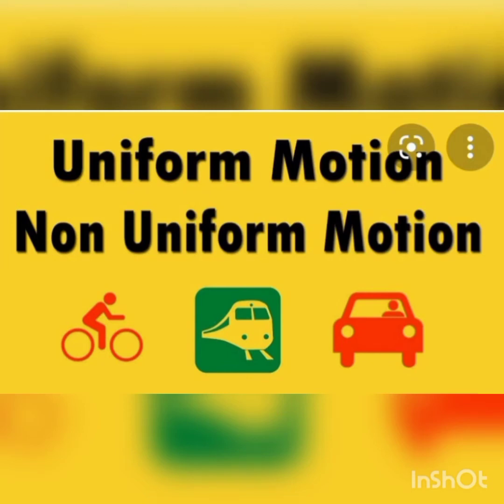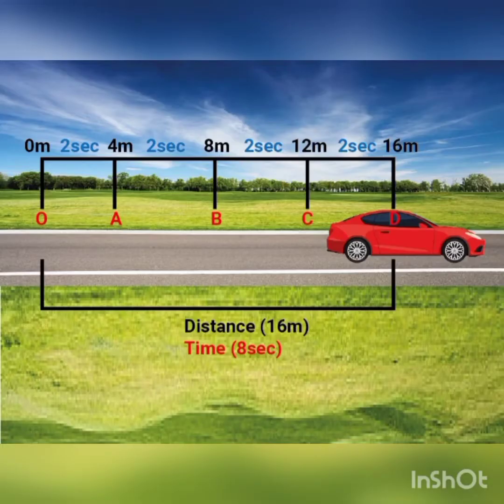Good morning, children. In this video we are going to see the next topic, uniform motion and non-uniform motion. In the last class we saw periodic and non-periodic motion. So what is uniform motion? If an object covers uniform distances in uniform intervals of time, then the motion of the object is called uniform motion.